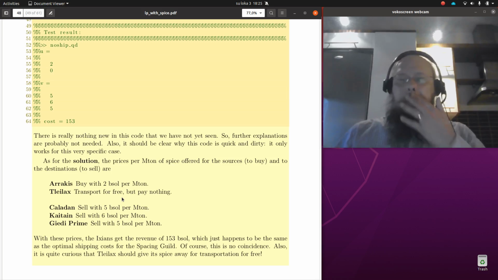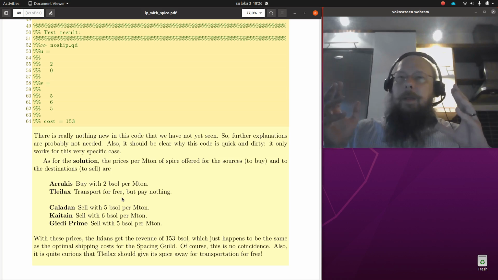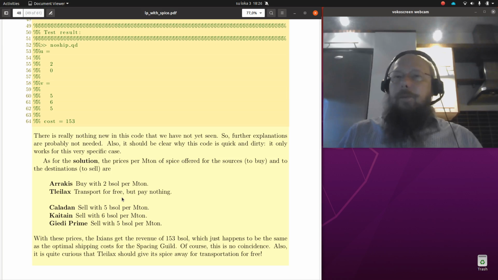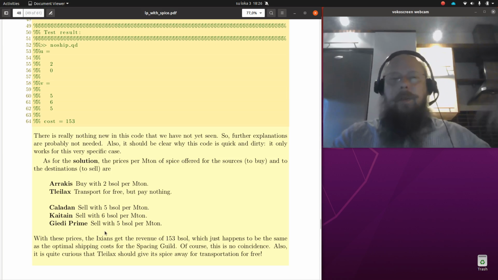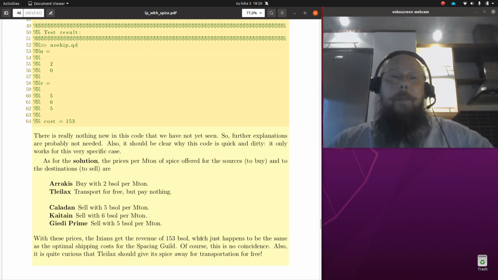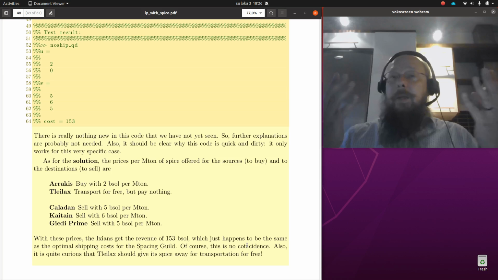So the business of the Ixians was buying this spice and selling it, and using the money to make the transport however they can. This will cost the Ixians something, but the revenue they get out of taking care of this transportation is 153 billion Solaris. And this is, of course, the optimal shipping cost for the Spacing Guild. I mean, this is certainly no coincidence. They should be the same. They are in duality.